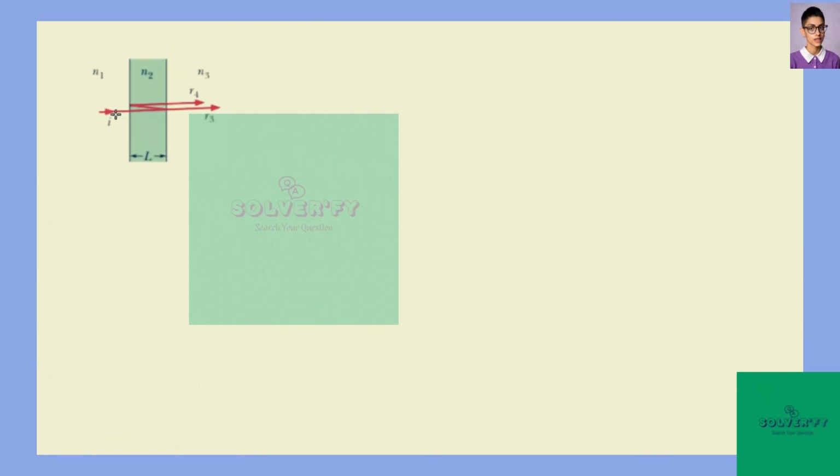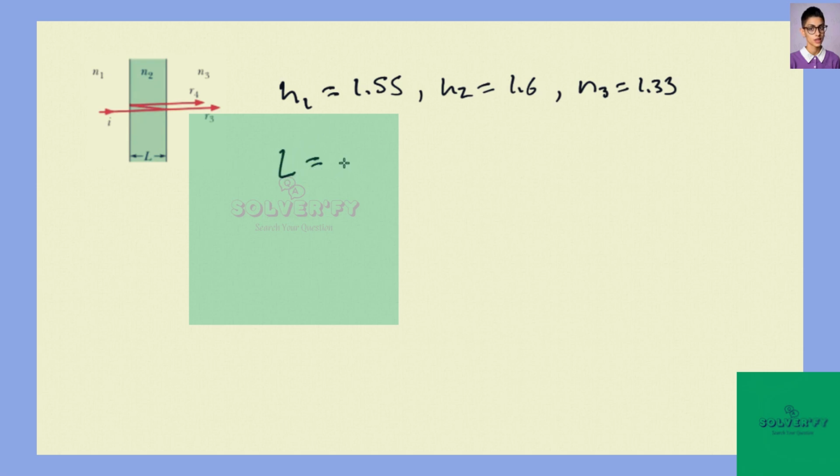In this problem, we have light shining through three separate materials, each with a different index of refraction, labeled N1, N2, and N3. We're given that the indices of refraction are N1 equals 1.55, N2 equals 1.6, and N3 equals 1.33. We're also told that the thickness of the middle layer, labeled L here, is 285 nanometers.